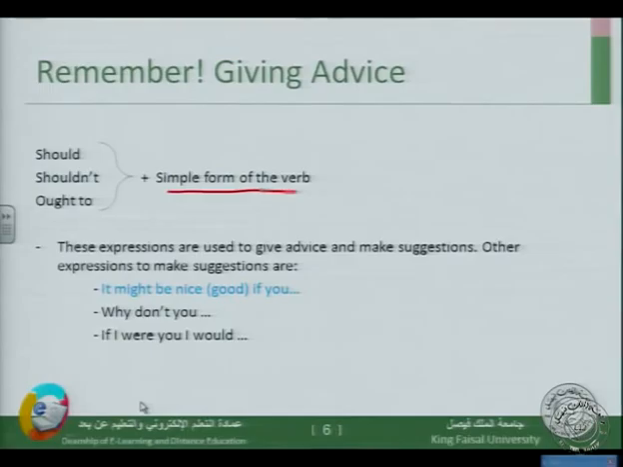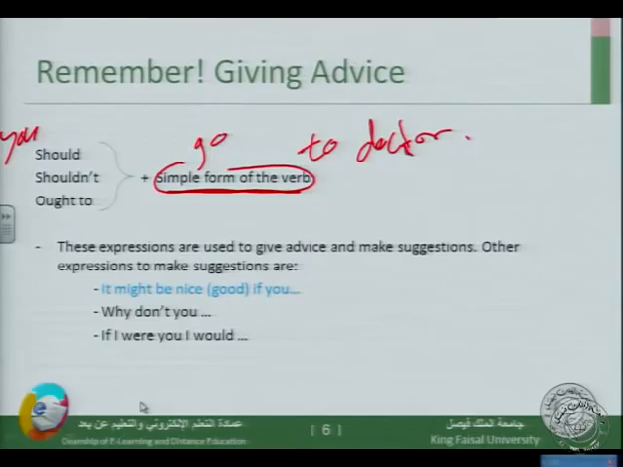And as you can see here, should, should not, and ought to are always followed by the simple form of the verb to give advice. For example, if someone is sick, you should advise him, right? So you should say, you should go, then add a simple form of the verb. You should go to the doctor. Okay, you should go to the doctor.